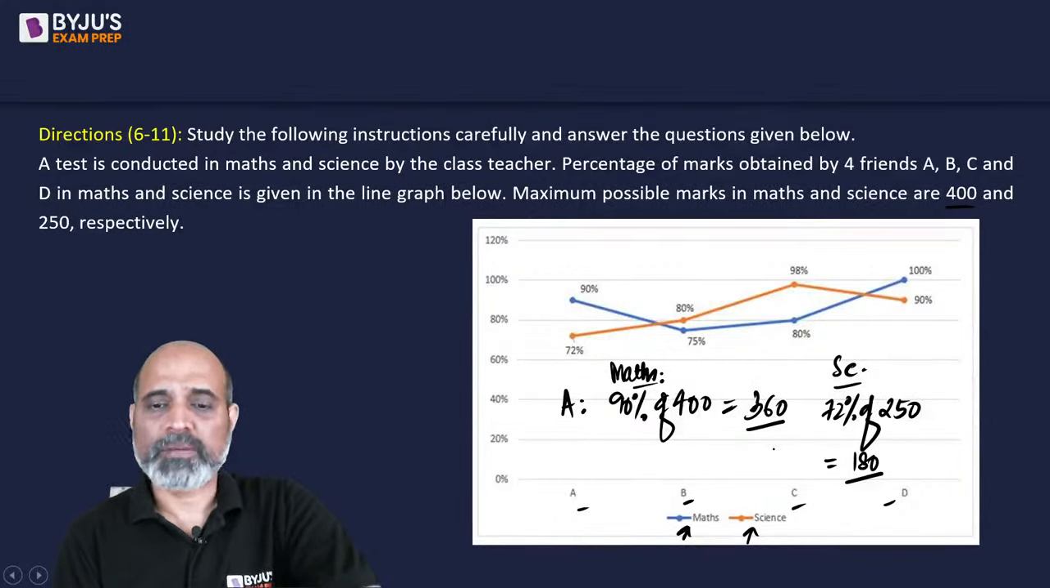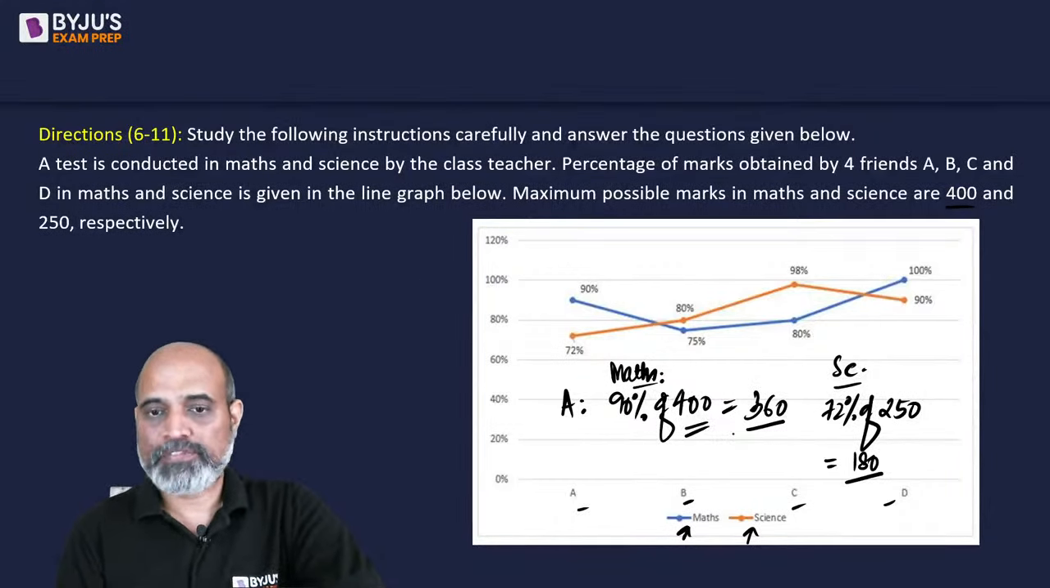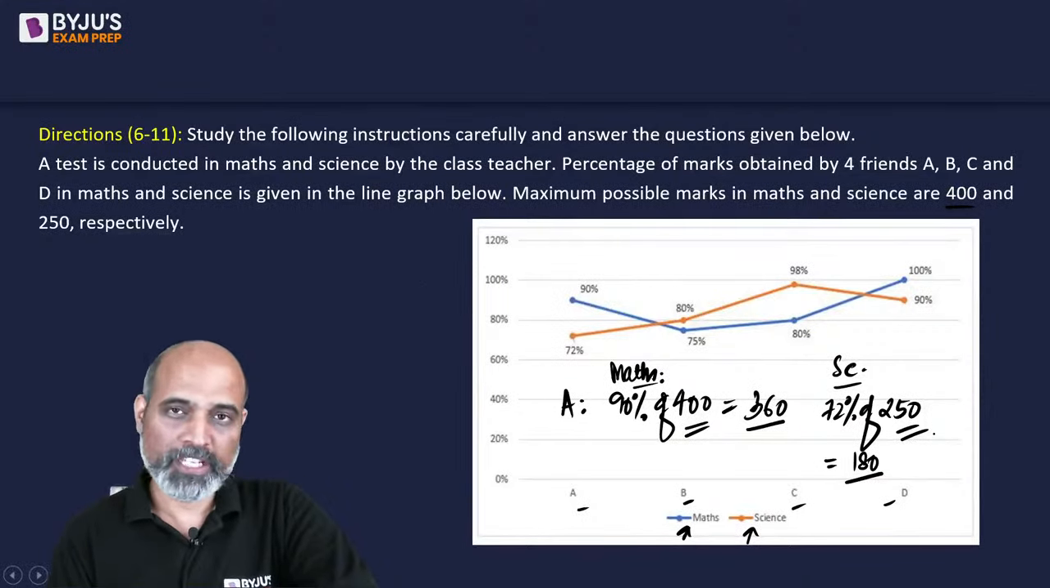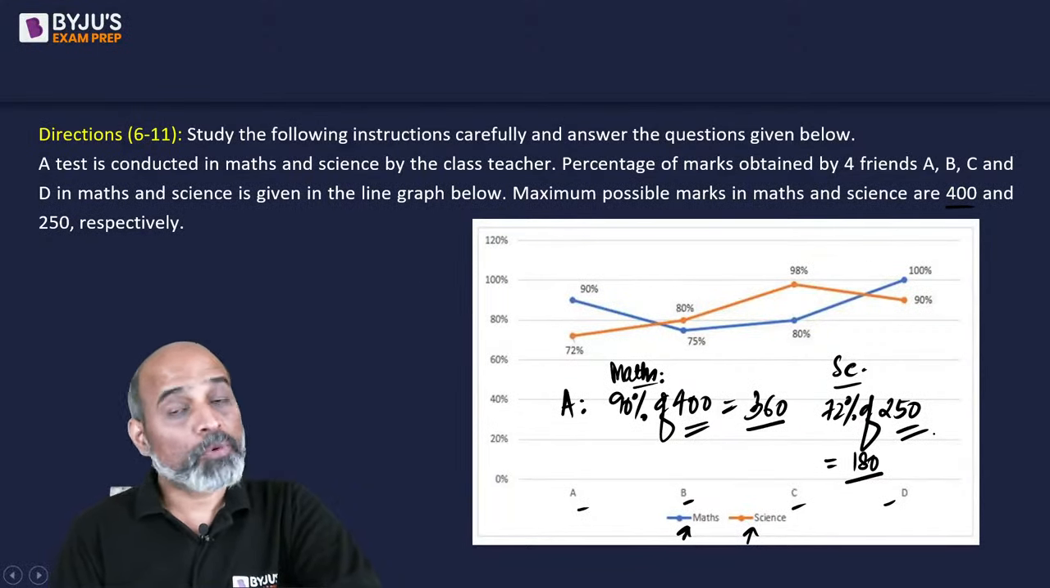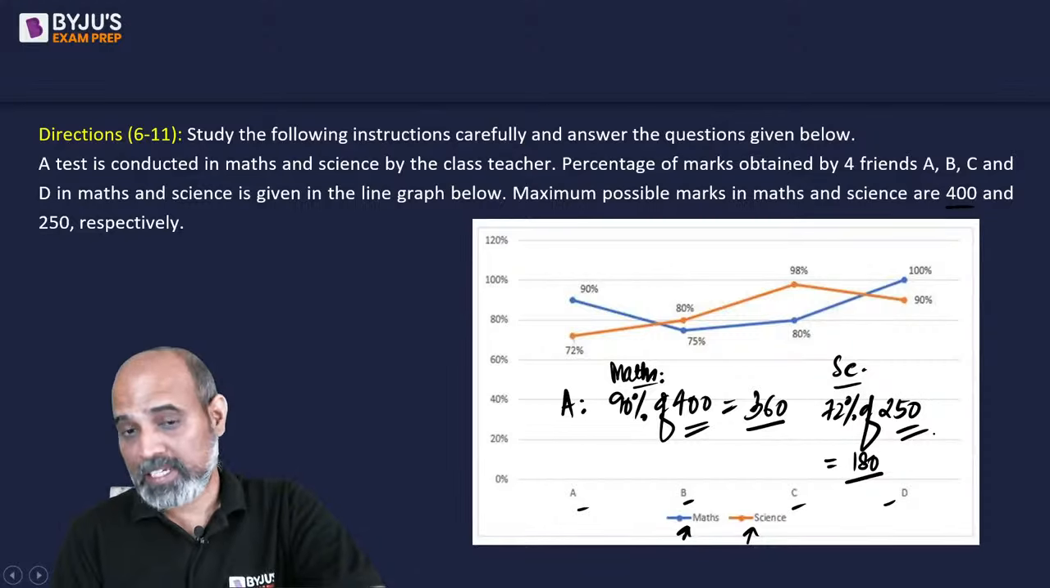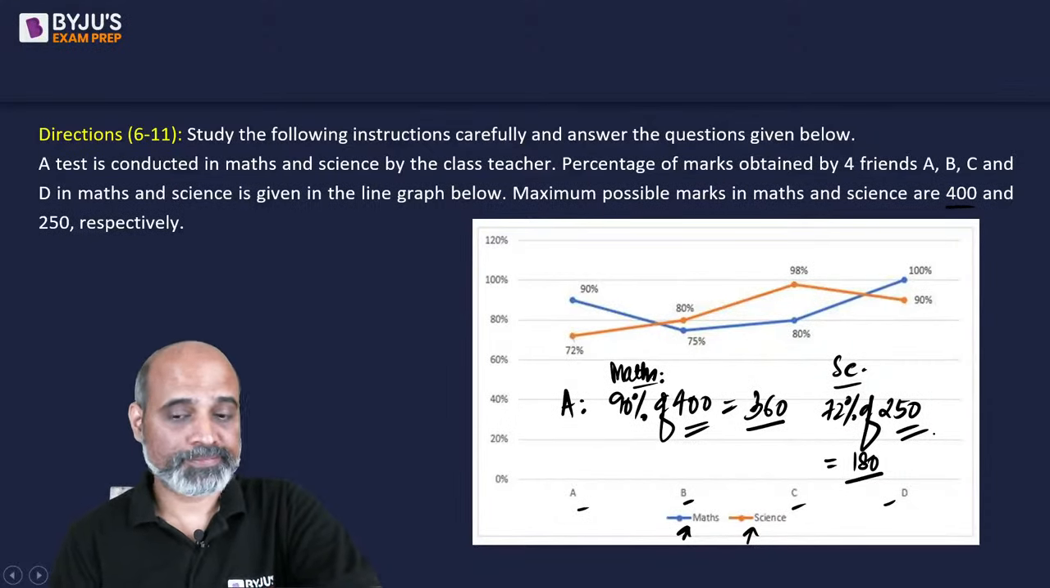Similarly for B, similarly for C. So the bases are different, right? As in total marks are different for each of maths and science. So we will calculate on the same base, and the percentage is given in the line graph already. Let's see what kind of questions we are given.